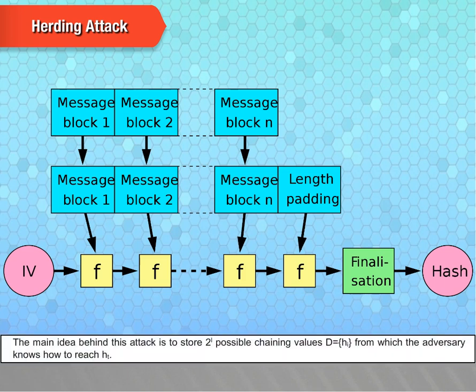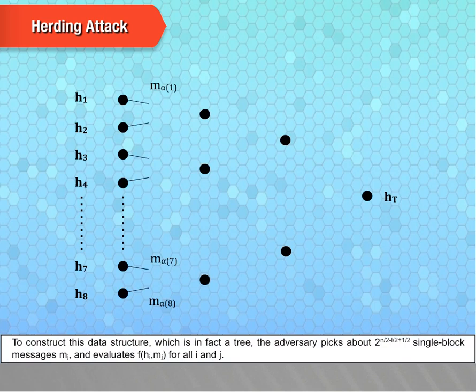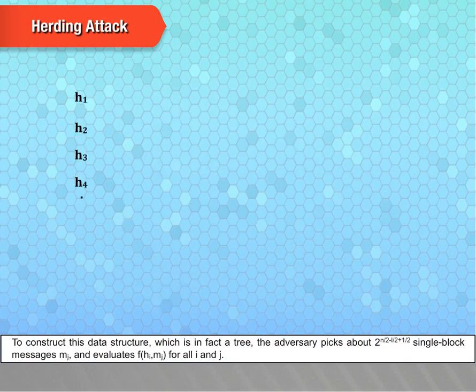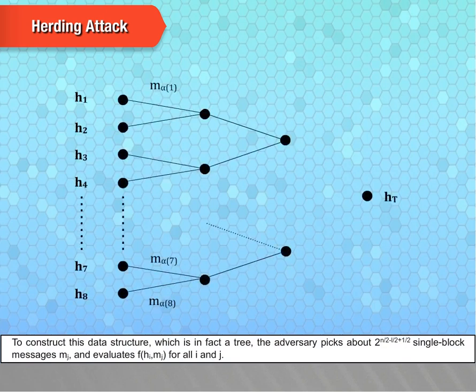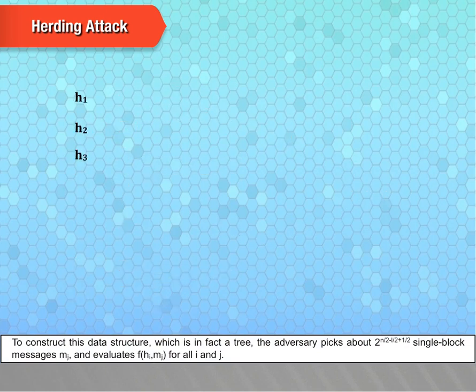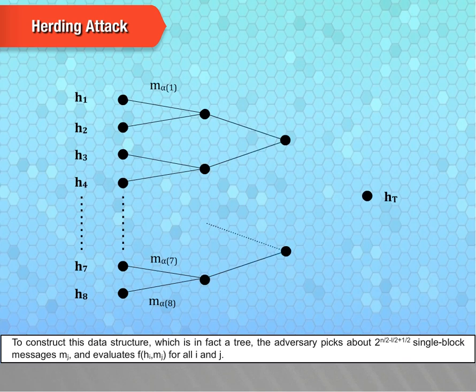The main idea behind this attack is to store 2^L possible chaining values, D = {h_i}, from which the adversary knows how to reach h_t. To construct this data structure, which is in fact a tree, the adversary picks about 2^(n/2 - L/2 + 1/2) single block messages m_j and evaluates f(h_i, m_j) for all i and j.